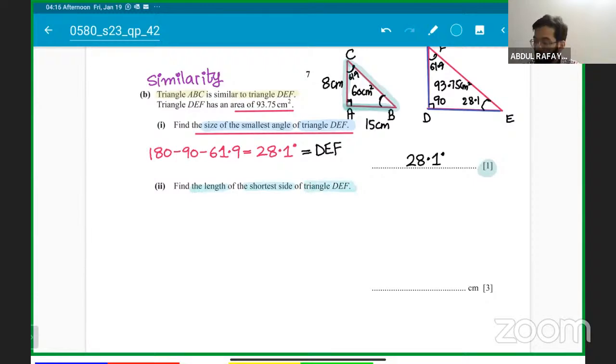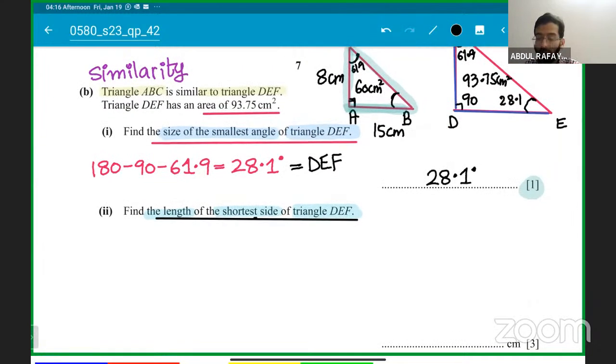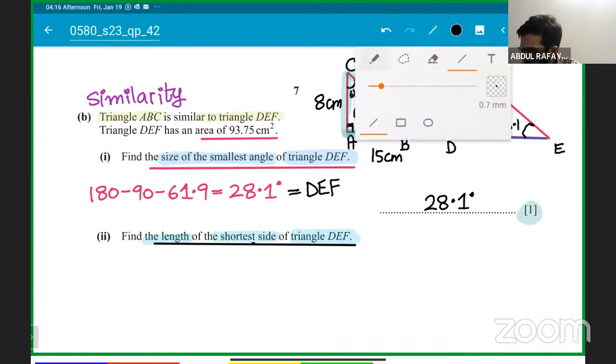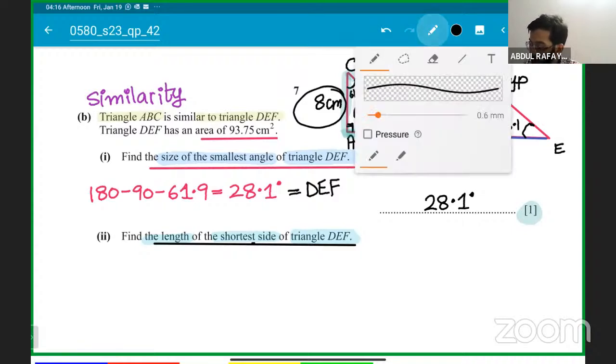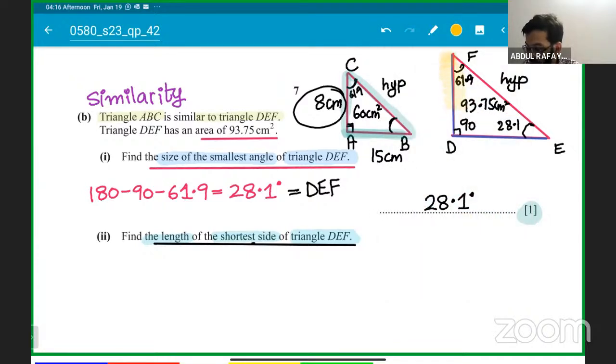Okay, next is basically to find the length of the shortest side of the triangle DEF. So we have to find the length of the shortest side of the triangle DEF, okay? So what is the shortest side? Always remember that the hypotenuse is the longest side, okay? Opposite the 90 degrees, the hypotenuse will be the longest side, and we can clearly say that this is the hypotenuse. If this is 15 and this is 8, then what will be the smallest side, students? The AC side will be the smallest. So if this side is the smallest, similarly for our other triangle, which is similar, this side will be the smallest, that is DF. Everyone with me, following guys? DF will be the smallest, okay?